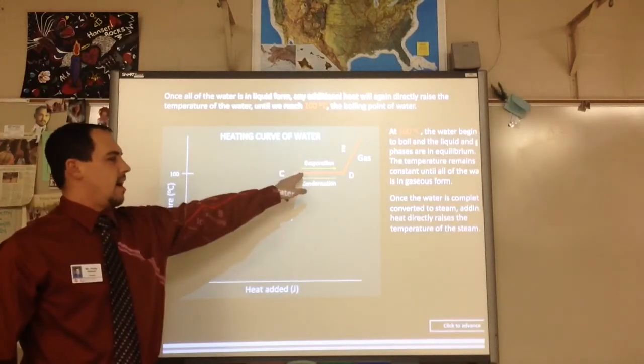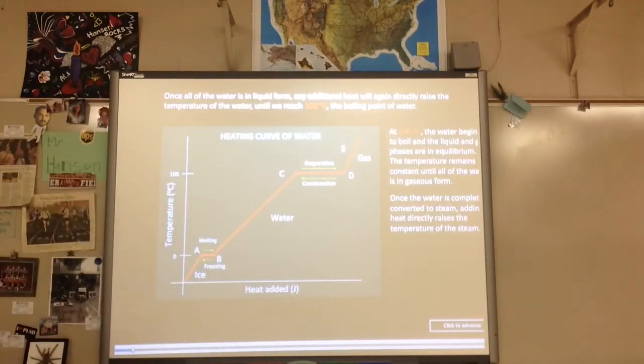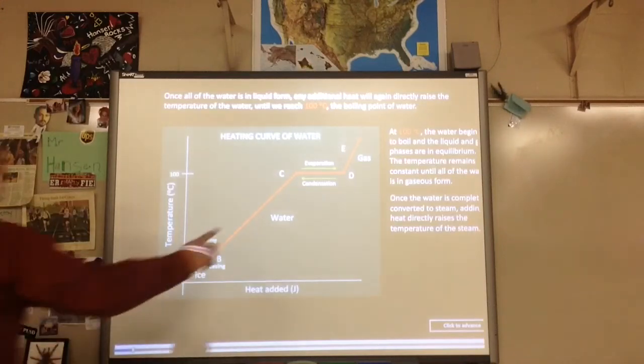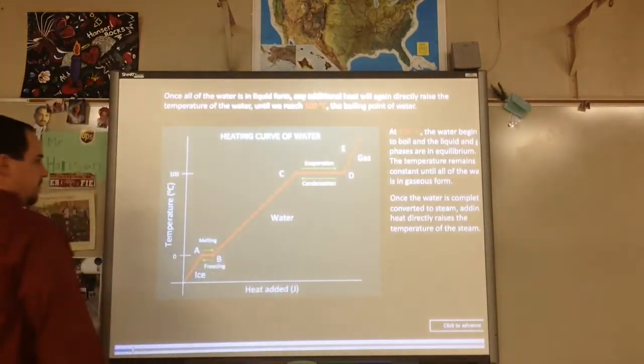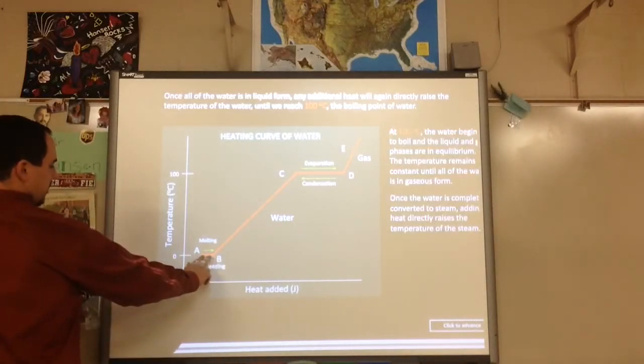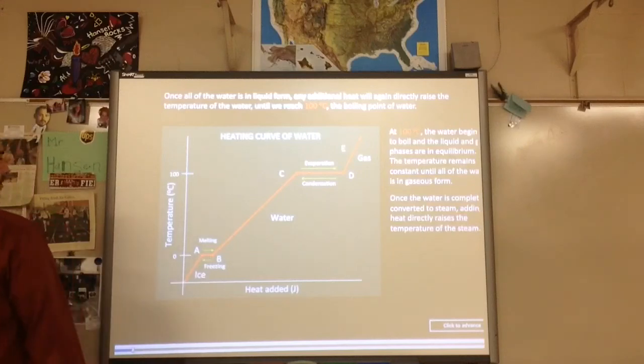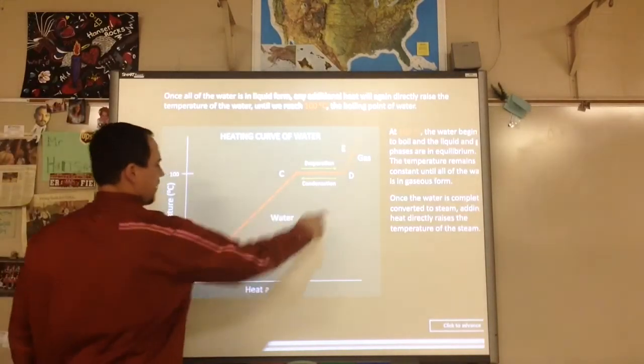Up here we have the heat of vaporization. And that is the amount of energy required to change the liquid at its boiling point to a gas. That is the heat of vaporization. And here, because of the segment lengths, you can tell less energy is required for the heat of fusion than the heat of vaporization.